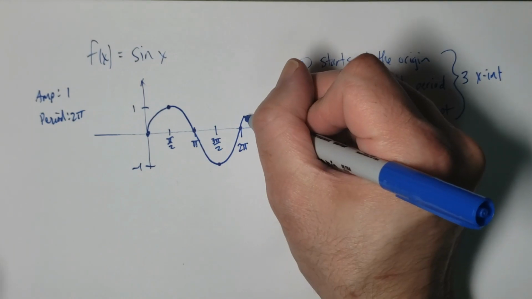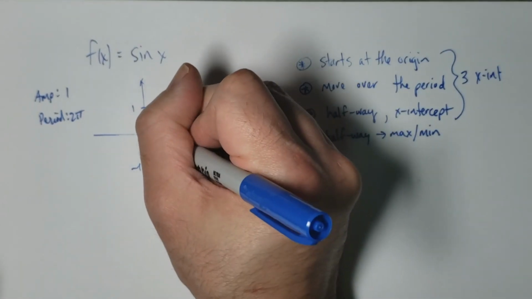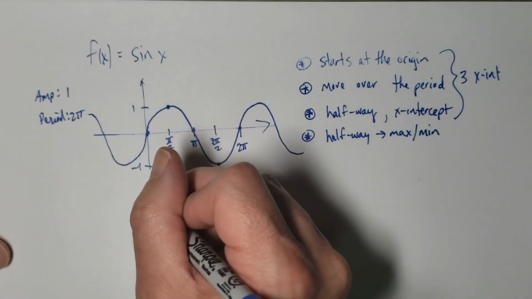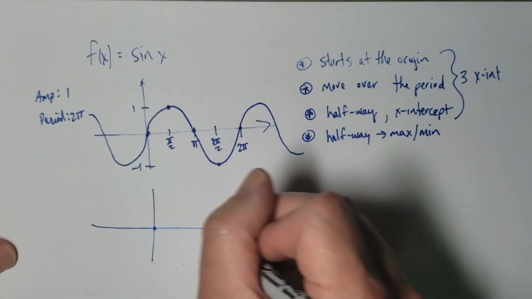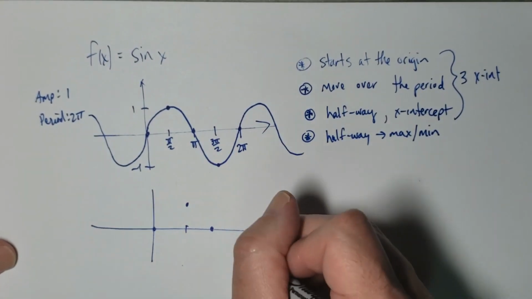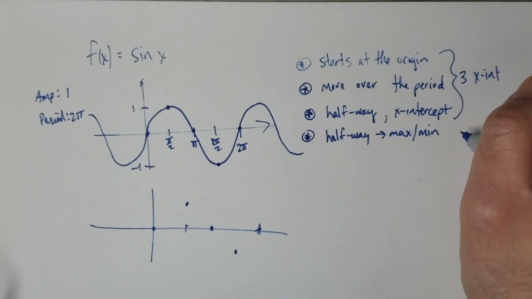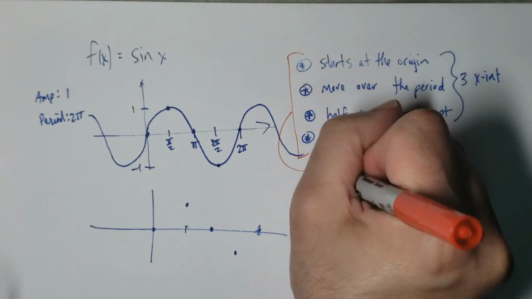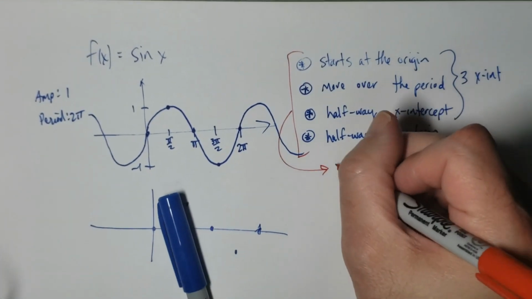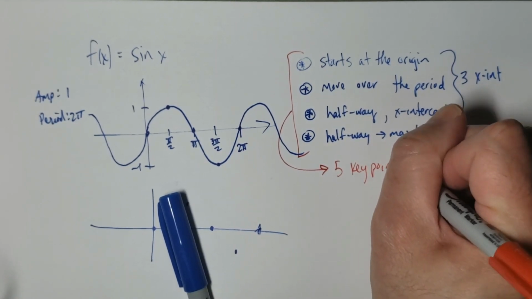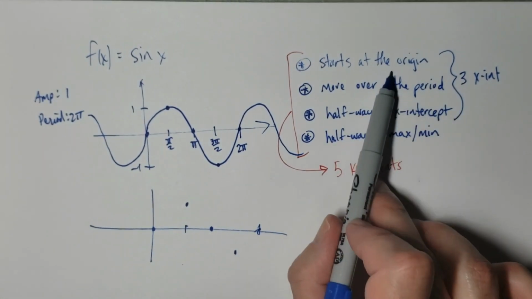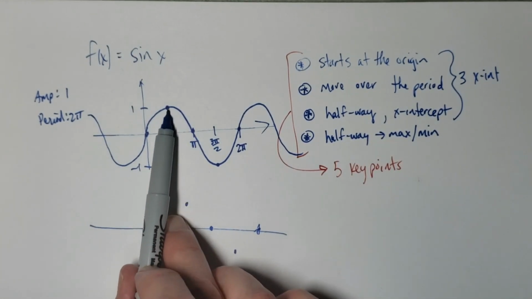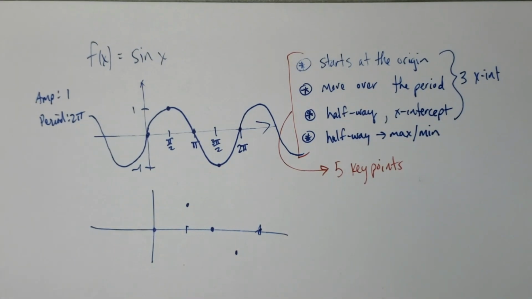Now, you can see here, you know that it's going to just continue like that. And so the one thing you want to be careful with drawing sine is that when you draw the curve, you know you have those 5 points. Oh, and these are the 5 key points. There we go. Start at the origin, move over the period, halfway in between you put an x-intercept. Then you go halfway in between up to the max and down to the min. Those are your 5 key points for one period.